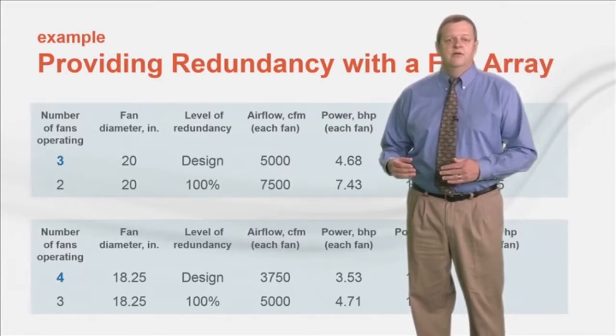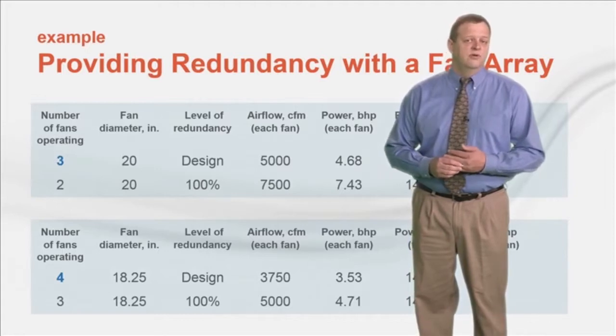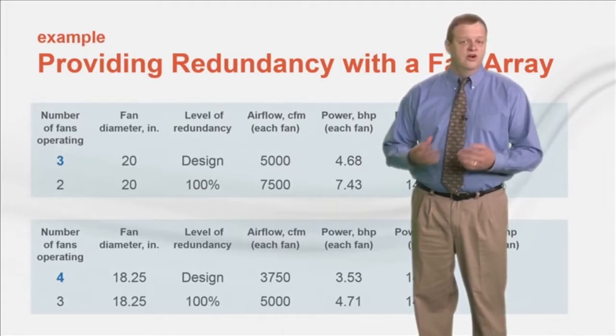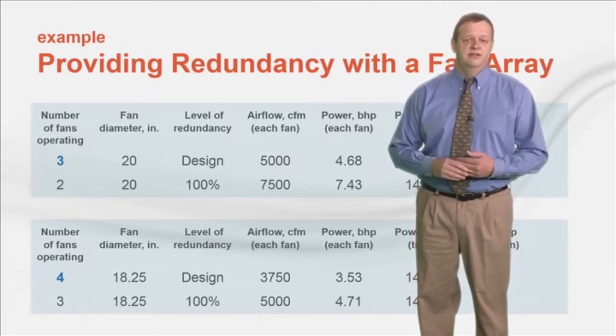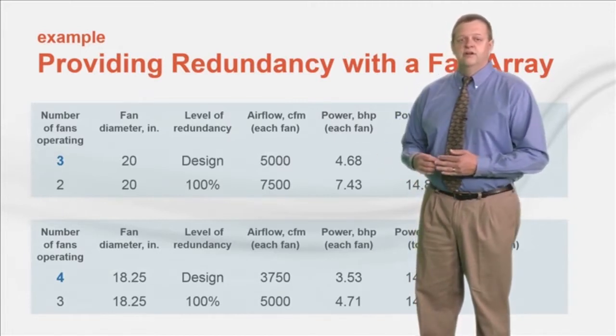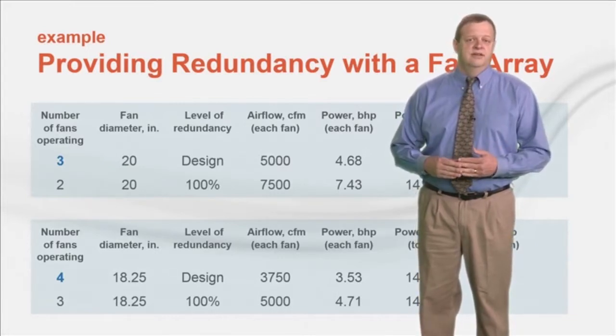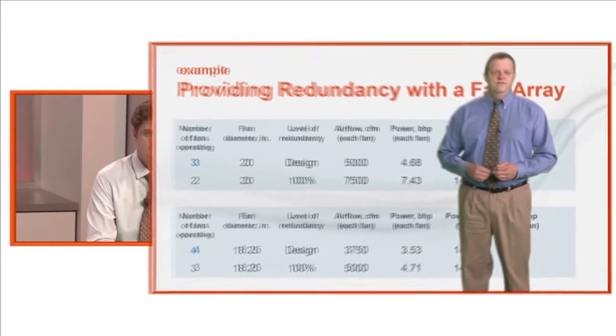The 2-fan array requires the lowest total horsepower when all fans are operating, but it requires equipping each fan with a larger motor to provide 100% redundancy. Either the 3 or 4-fan array can provide 100% redundancy without changing the motor sizes, but require more power than the 2-fan array. While fan arrays have some advantages, there are some drawbacks compared to a single fan configuration.